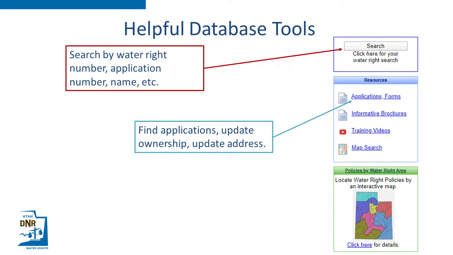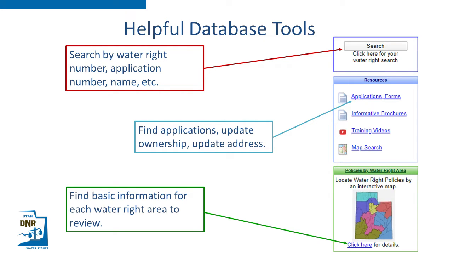The next item is where to find our applications and forms. Here is the link to find all the applications or forms you might need to file with the division. This is also where you update your mailing address. Please note it is the owner's responsibility to keep a current address on file. There is an easy hyperlink to get to the form, which can then be filed electronically.